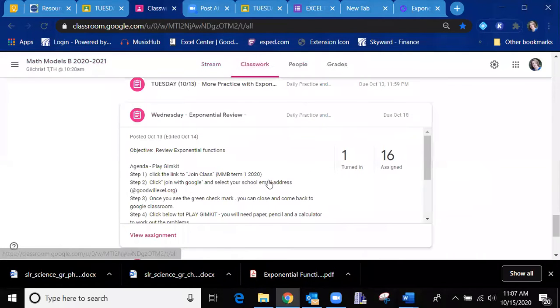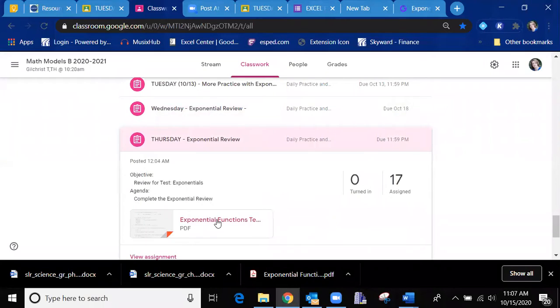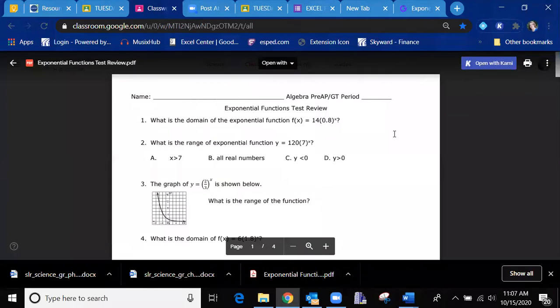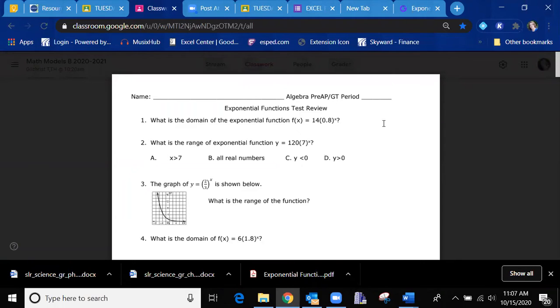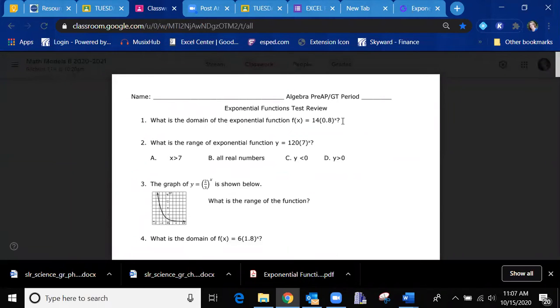Let me get back. What I was going to go through today was this assignment. It's a test review. Let me just do some reviewing. We haven't done a lot of talking about the graphs. So let's talk a little bit more, because the first question here is about the domain of this function. Now, what can you tell me about that function right now?